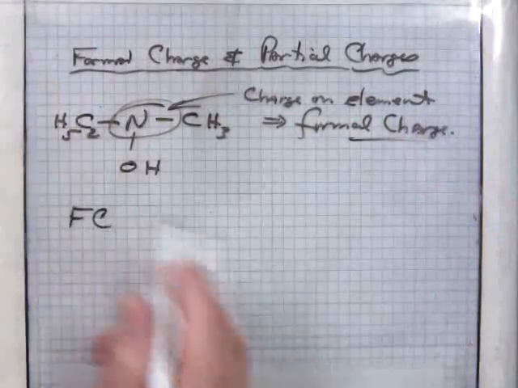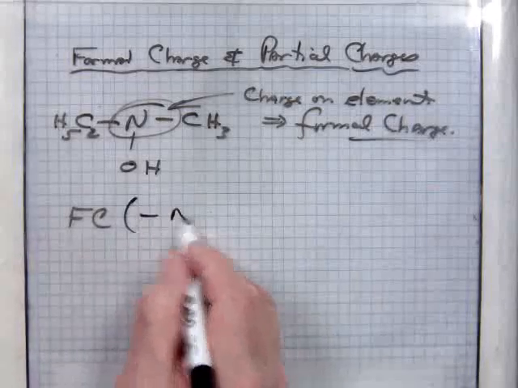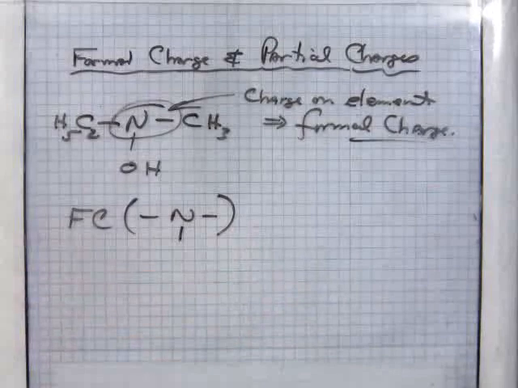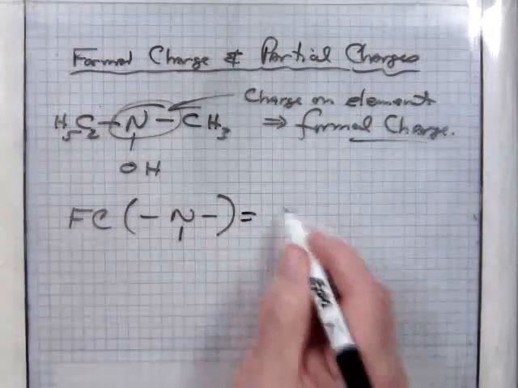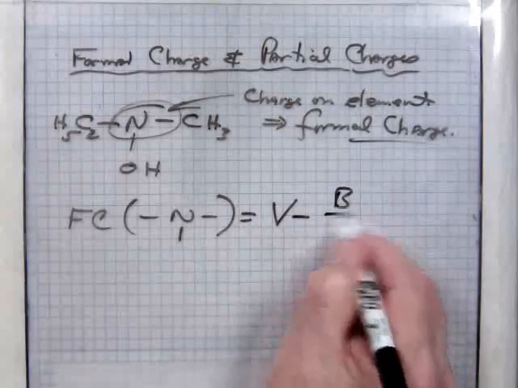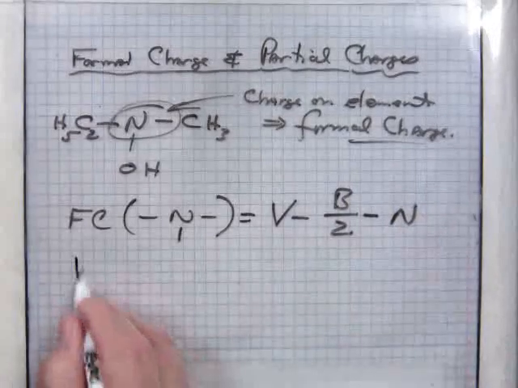Formal charge is really the element in that structural bond that is in this arrangement like that. Well, it's valence minus bonded electrons divided by 2 minus non-bonded.